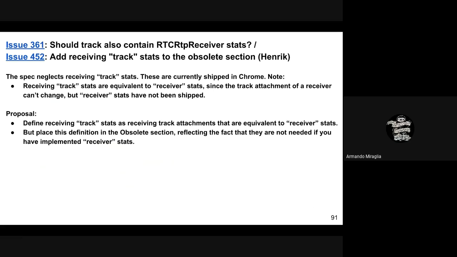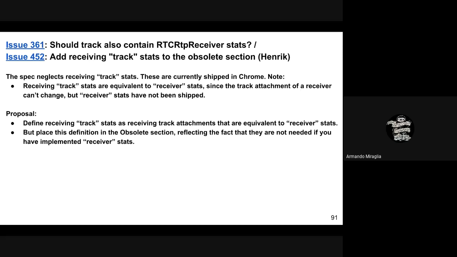Right, so the first issue is kind of editorial. We made the split, and we said the track stats, when you replace track, you create a new track stats object. We never documented the fact that you have track stats on the receiving side as well, because you never change attachments on the receiving side. It's entirely sufficient to just have the receiver track stats. So that will be exactly the same as the track stats.